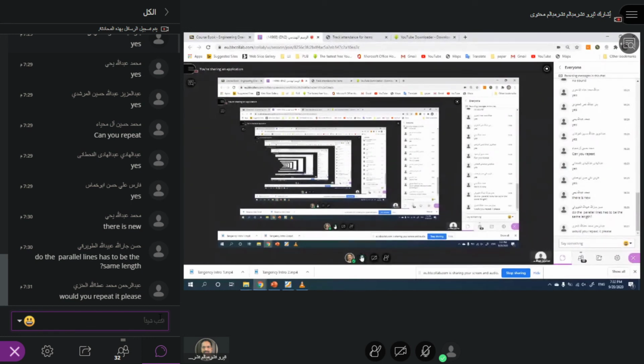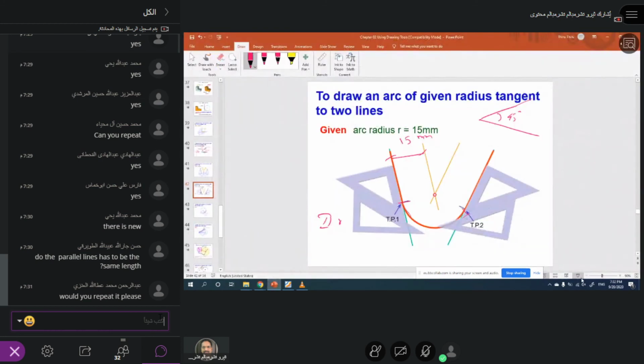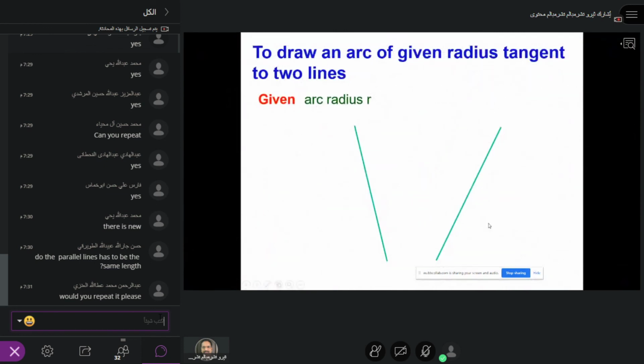Do the parallel lines have to be the same length? Not necessarily. It's just the arc is very important, as I mentioned earlier. The two blue lines can be of any length, but the angle between them is 45. That is given. Okay, let's repeat since he is asking.